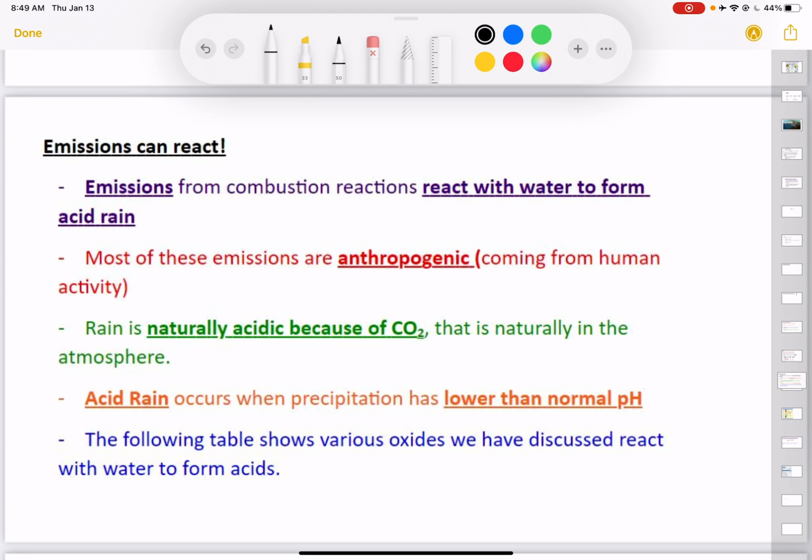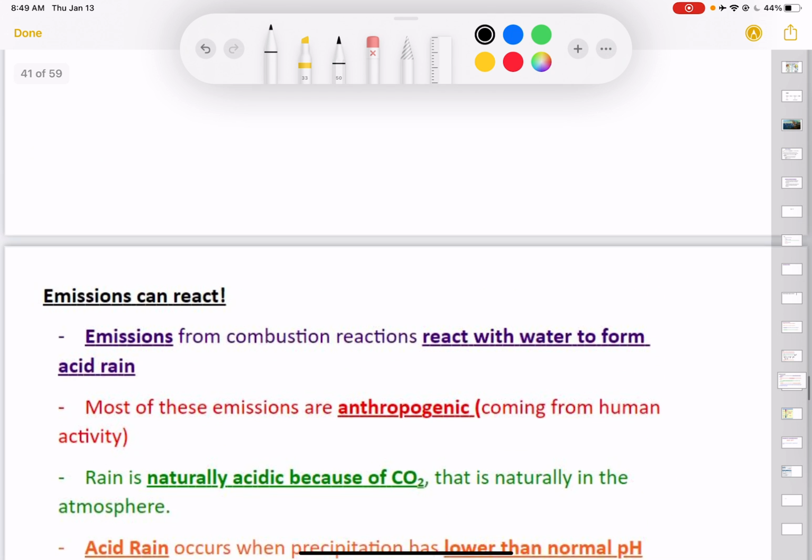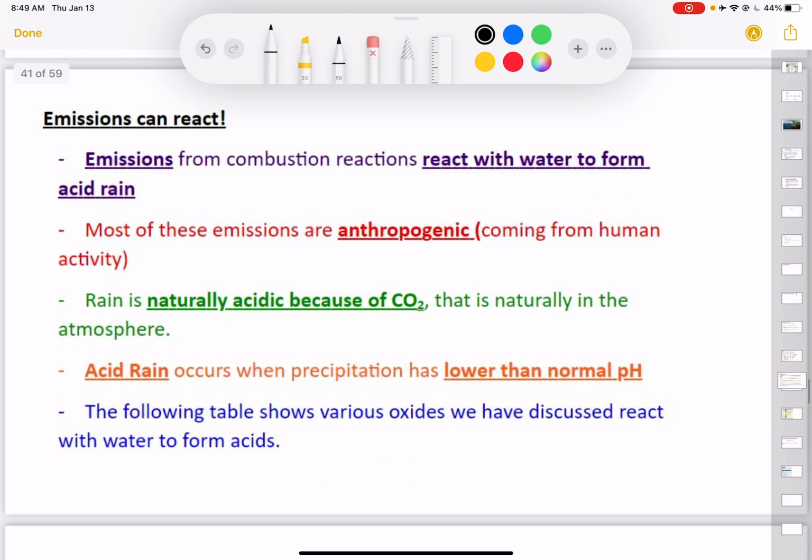So let's keep going on part 1.2 of our chemistry unit. It says emissions can react. So emissions from combustion reactions react with water to form acid rain. Most of these emissions are anthropogenic, which means they come from human activity. Rain is naturally acidic because of the carbon dioxide that is naturally in the atmosphere.